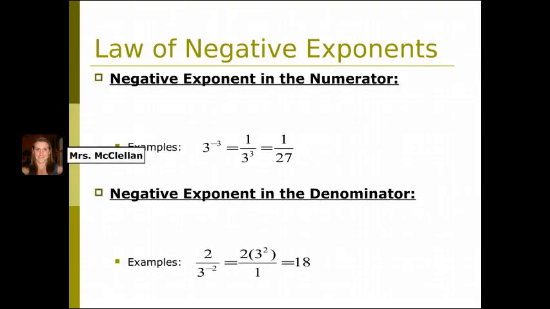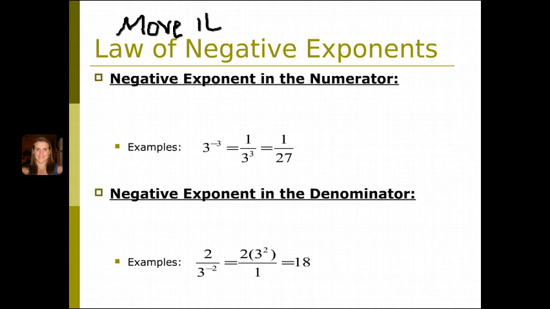Now we are going to look at the law of negative exponents. Our law for negative exponents is move it, lose it, which means you will move the base from either the denominator or the numerator, and you're going to lose the negative sign on the exponent when you move it. So when we have a negative exponent in the numerator, and the numerator is the top number, it would be like 3 to the negative third.